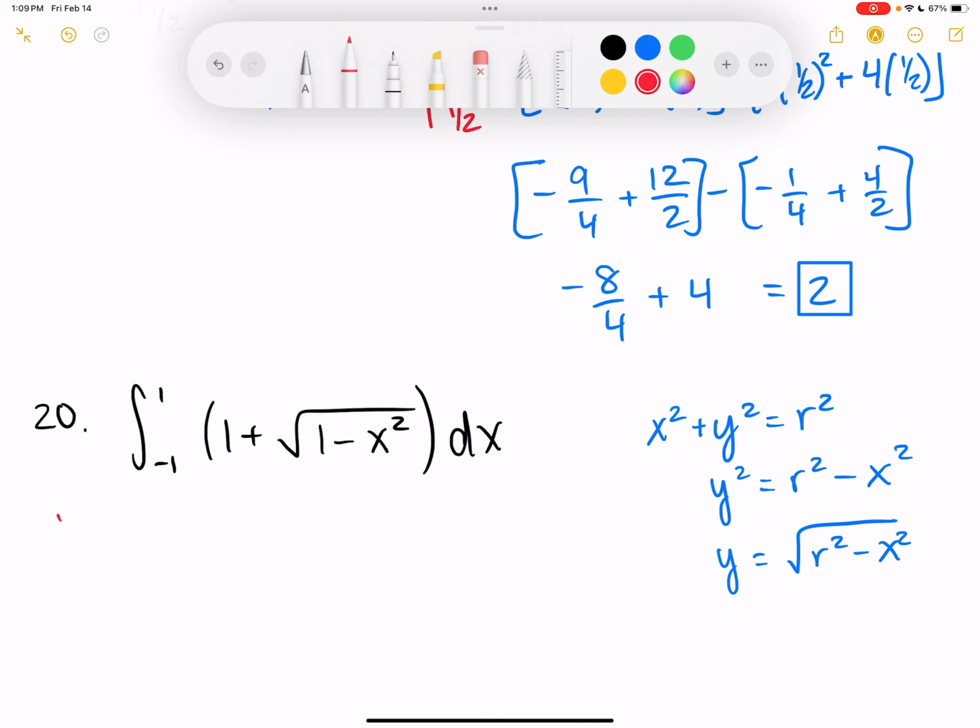So first of all, I'm looking at the rectangle piece, which is length times width.